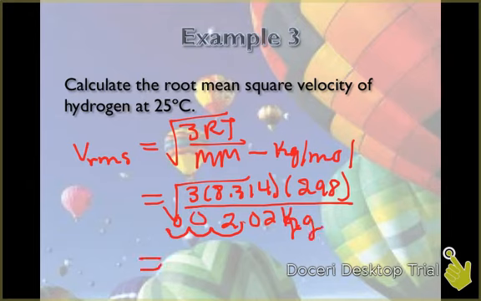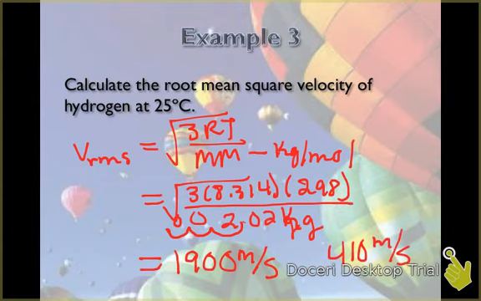And now we just plug this in our calculator, and we get a really big number, and I'm going to go ahead and round it from my calculator. It's at 25 degrees Celsius, so we're going to get an answer of 1900 meters per second, which is much bigger. The last answer was 410 meters per second because that was a really big molecule. Carbon dioxide is much bigger than hydrogen, so it should move much slower. Hydrogen should move much faster.